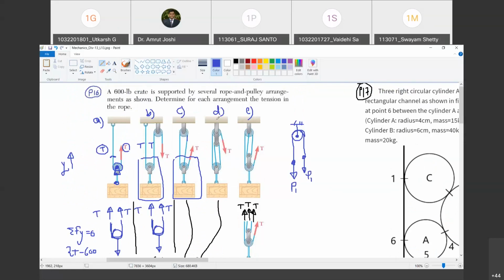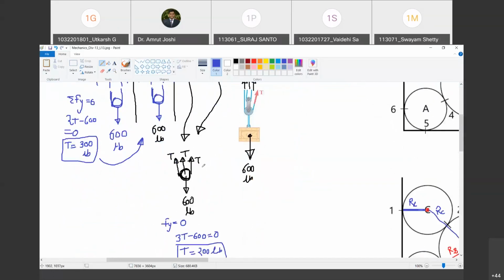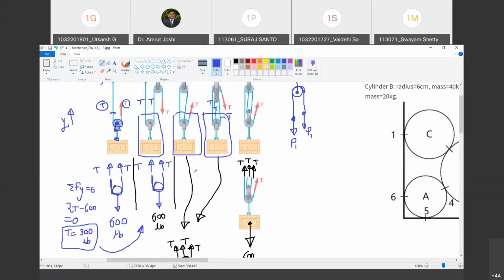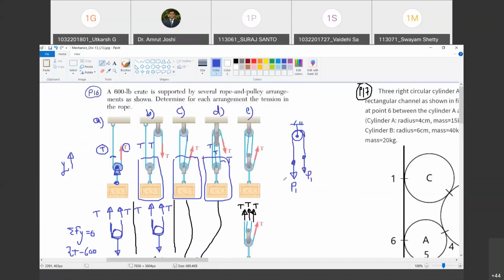Now what about the fourth arrangement? Nothing has changed because I am going to draw the free body diagram of only this portion. Yes, sir. So T, then in this part also there is a T. Here also there is T, and on the other side also there is tension T. So how does the free body diagram look like? Exactly like the previous one. Yes, sir. Now the rope arrangement has been changed further.